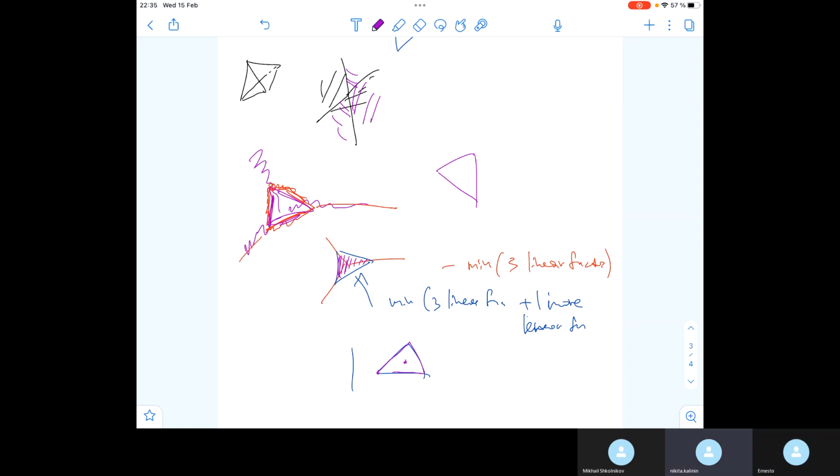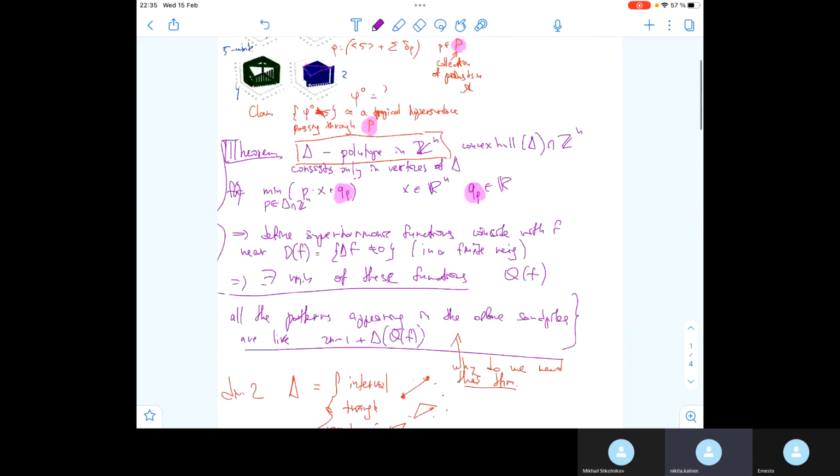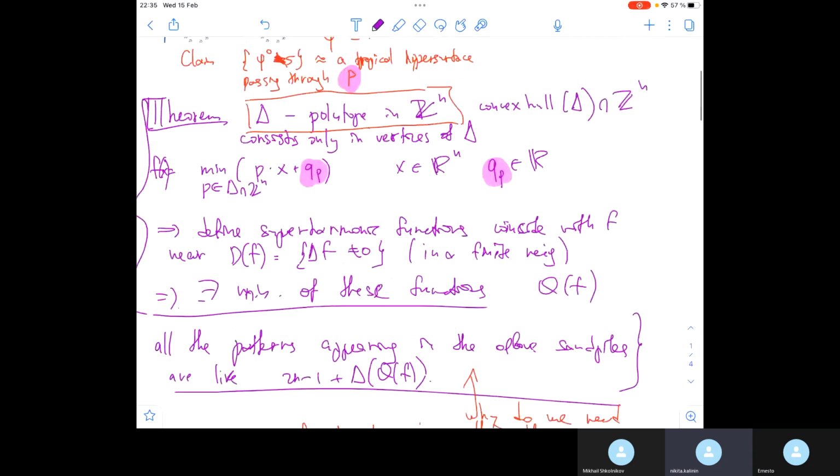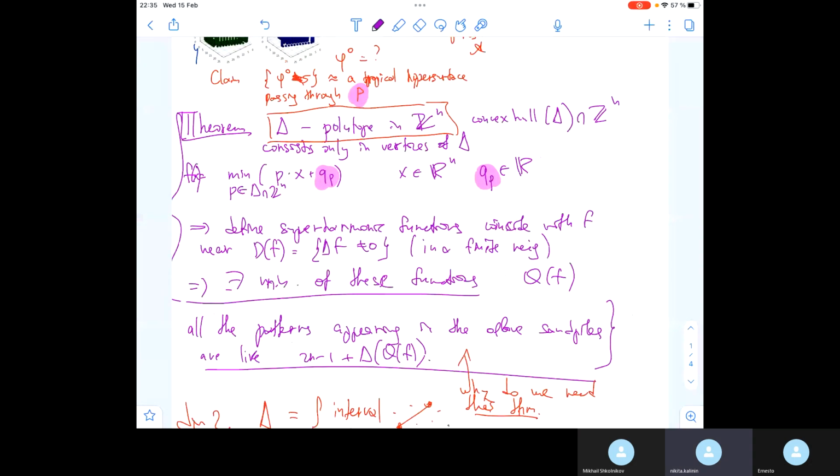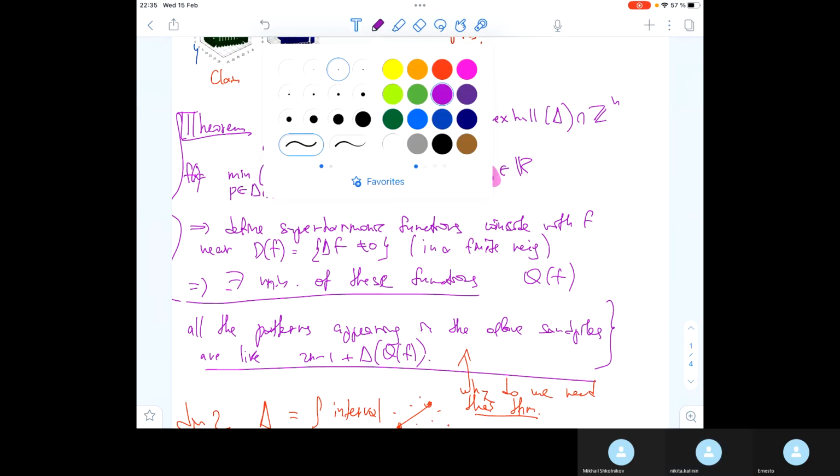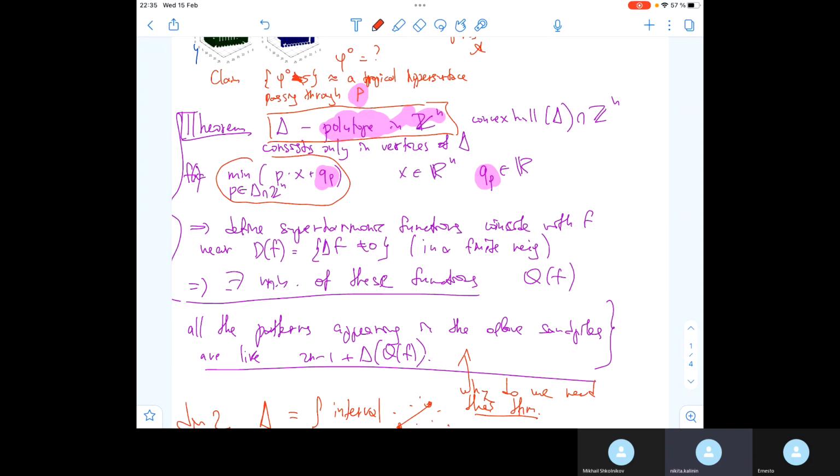Very nice. Okay. So that was the formulation of the theorem. So I stated, again, we have this polytope without lattice points inside. I have a function which is a pointwise minimum of some linear functions, one linear function for each vertex, and then I claim that there is a pointwise minimal superharmonic function which coincides with my function f in a finite neighborhood of the set where it's not harmonic.